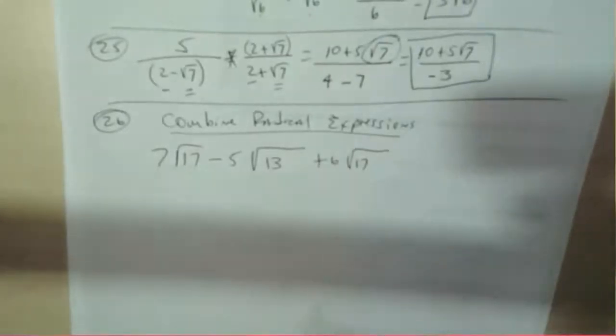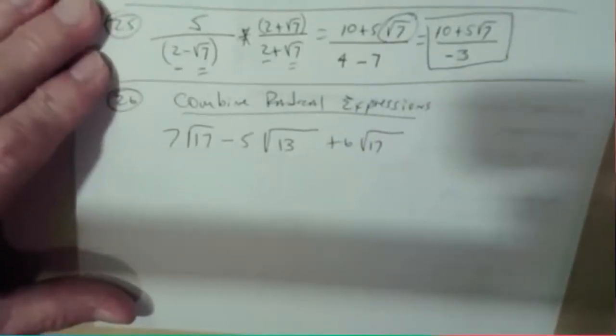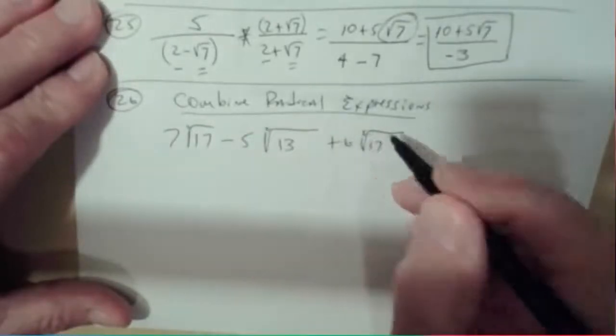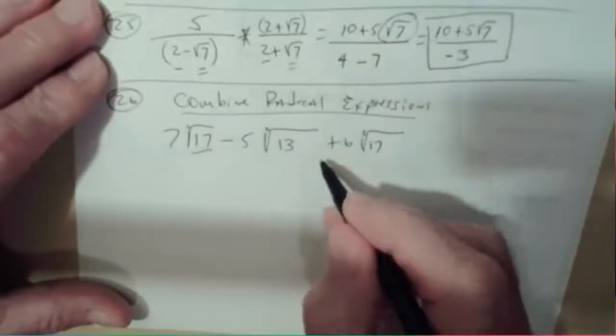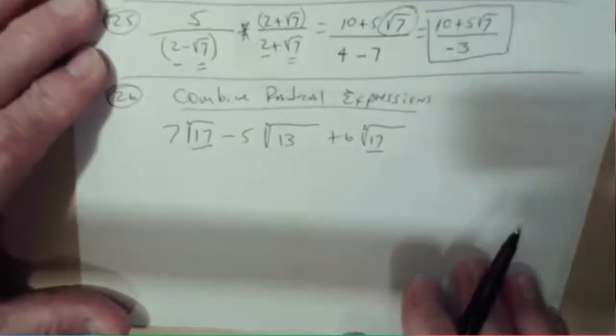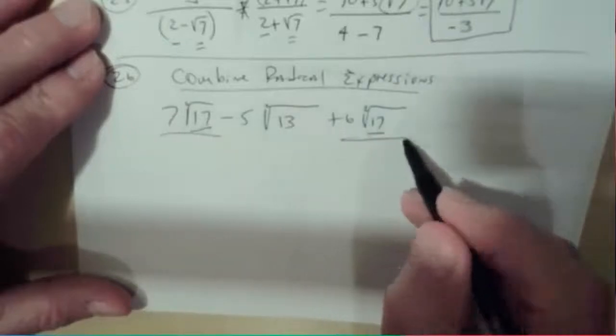Now remember, for these things to be like terms, the index, remember there's a 2 in here, we just don't write it. The indices have to be the same, and the radicand has to be the same. Radicands are the numbers under the radical. So these two are like terms.